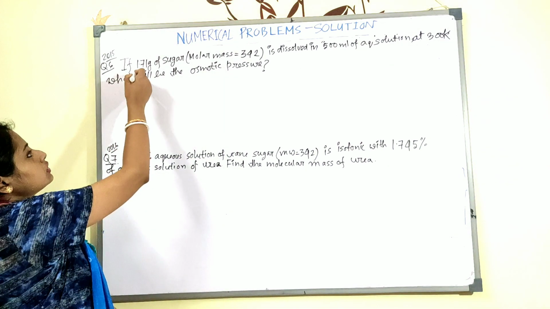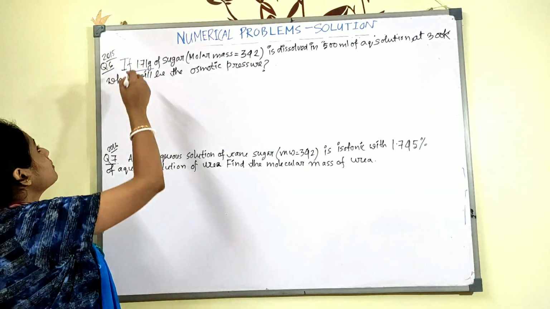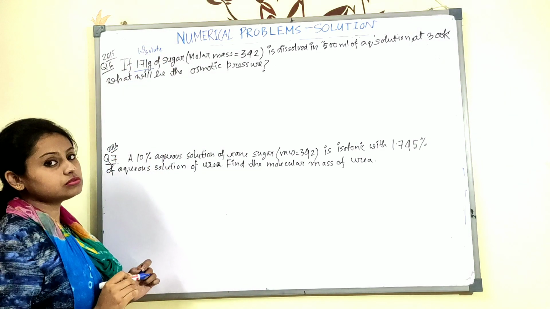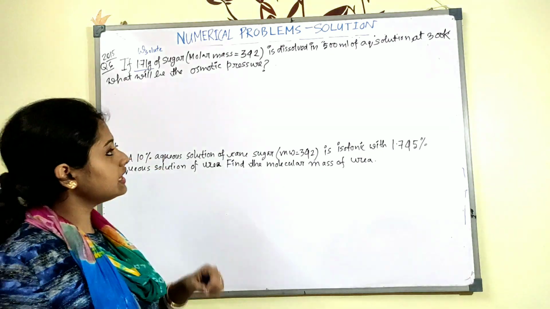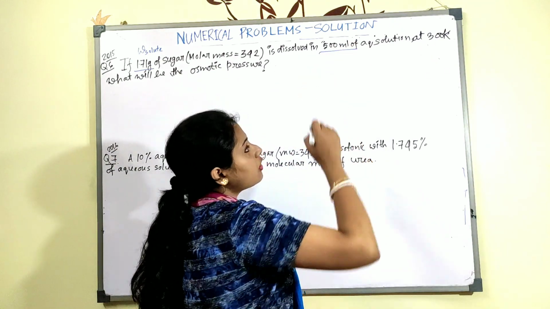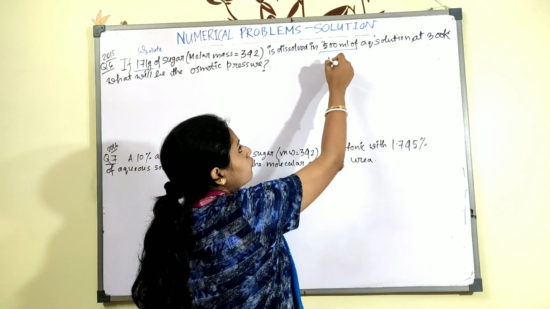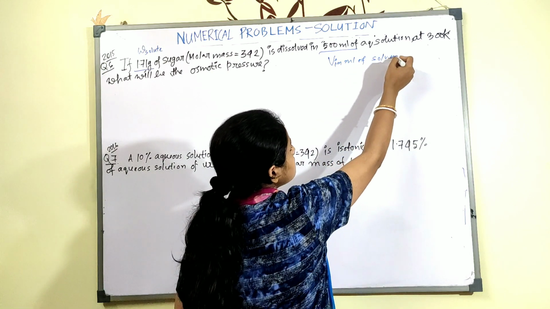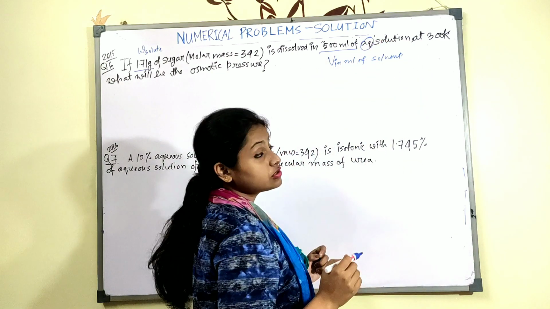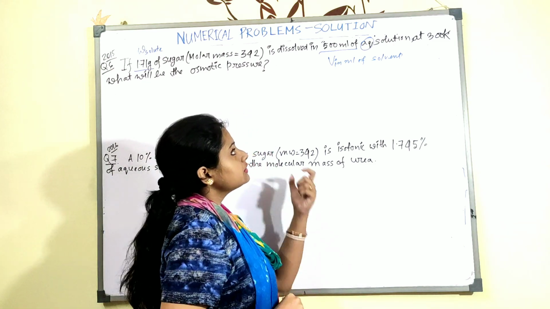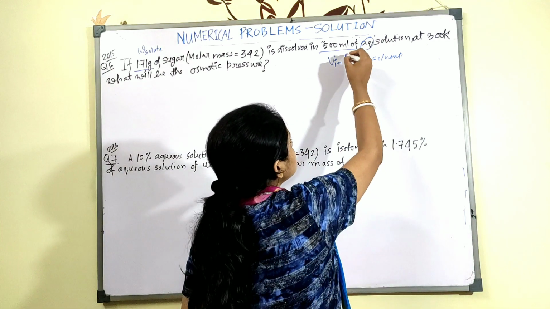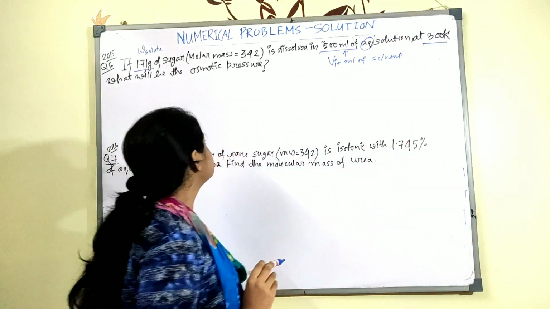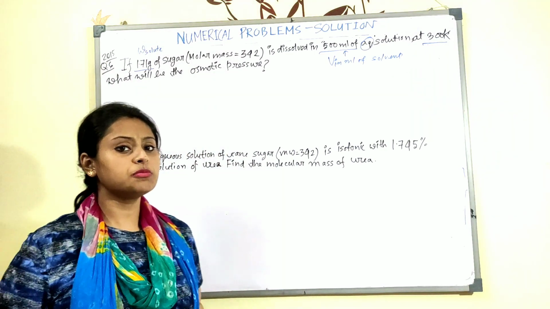So 1.71 gram is the weight of solute, that is W2. Now it is dissolved in 500 ml of solution. So volume in ml of solvent, that is aqueous solution. The solvent will be water obviously. So volume in ml is mentioned over here, that is 500. Temperature is already mentioned. You need to calculate the osmotic pressure.